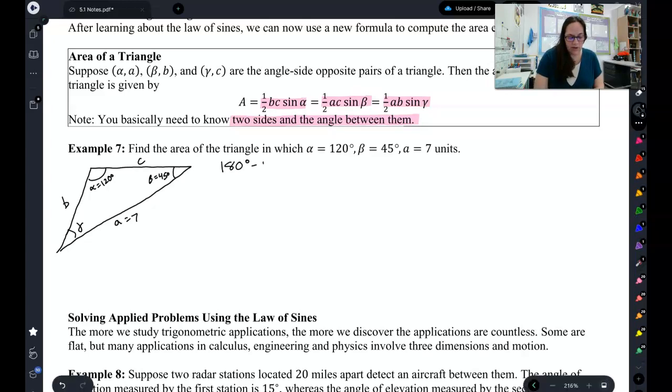That's our 180 rule, so that's not bad. So we know that gamma is going to be 15 degrees. Oops, don't box that. That's not my final answer.